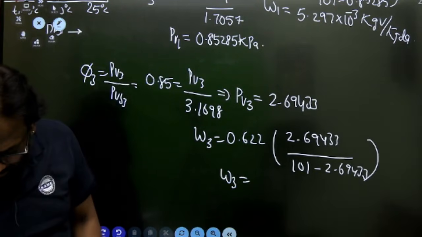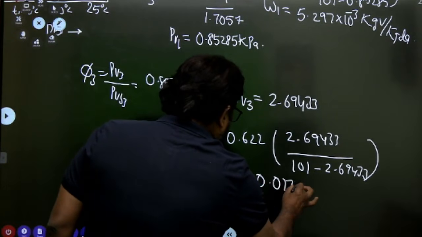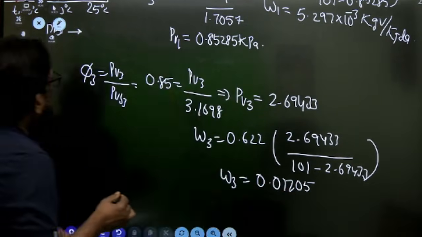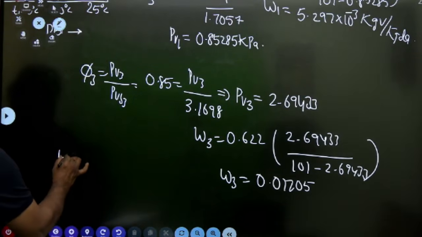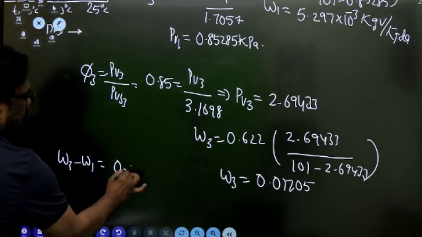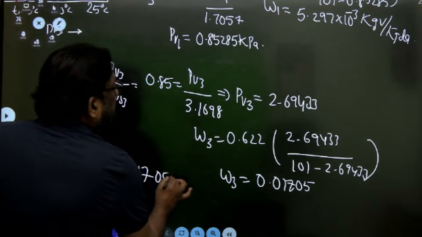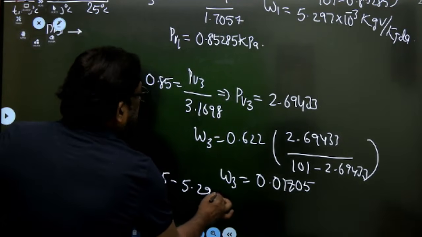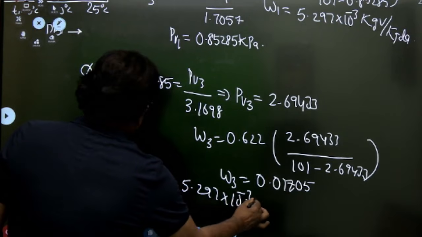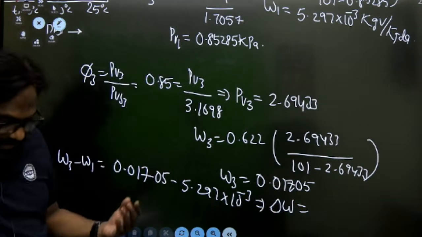So from here I'll get the value of omega 3. What's the value of omega 3? It is 0.01705. Once this is known, the moisture added will be equal to omega 3 minus omega 1. So omega 3 is 0.01705 minus 5.297 into 10 power minus 3. So from here, moisture added will be so many kg of vapor per kg dry air.